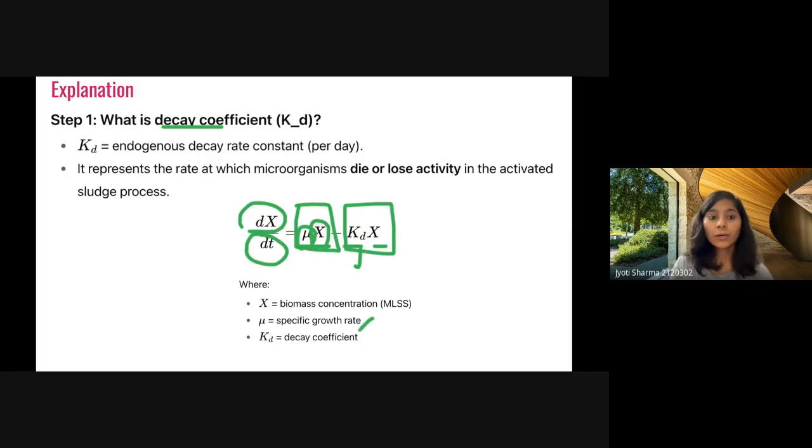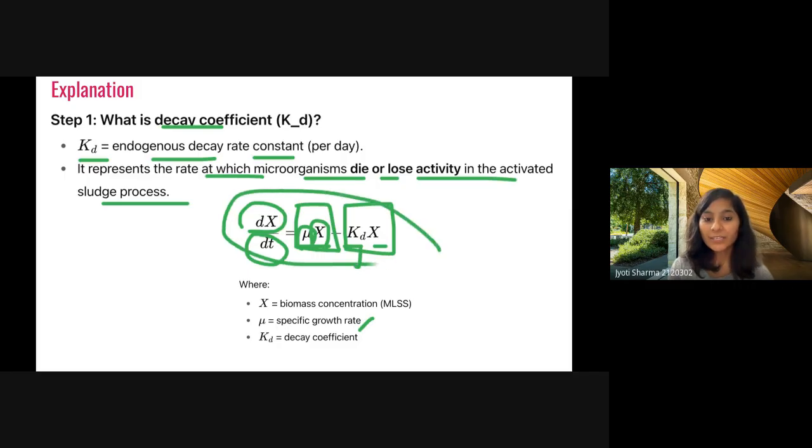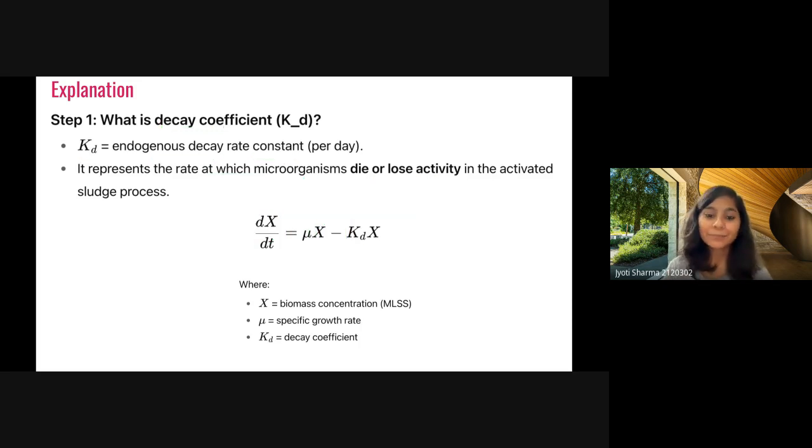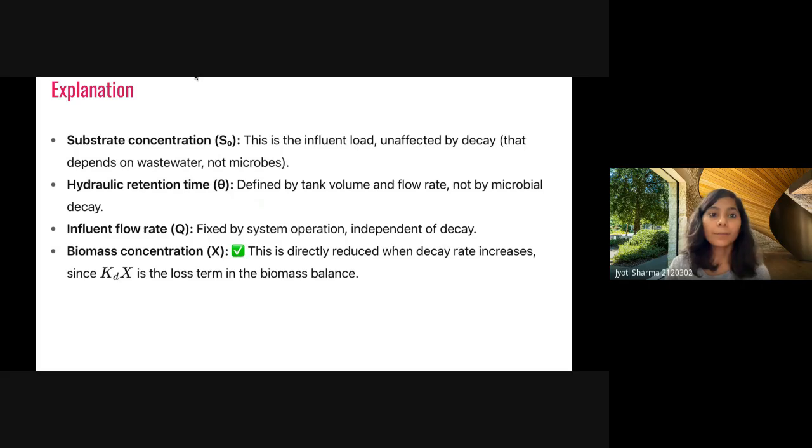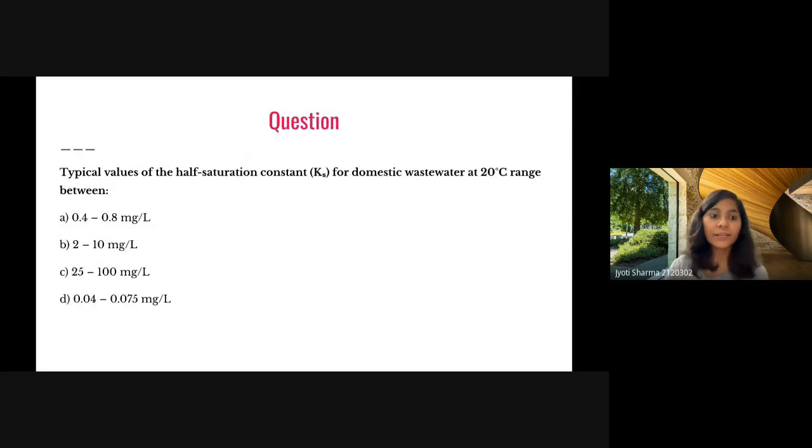So kd is the endogenous decay rate coefficient. This represents the rate at which microorganisms die or lose activity in the activated sludge process. So I think this equation is very simple. If I give you a numerical on this, I think you can solve that. I'm expecting that you will solve it. This one is the explanation why substrate concentration is the right option, but I don't think there is any need.